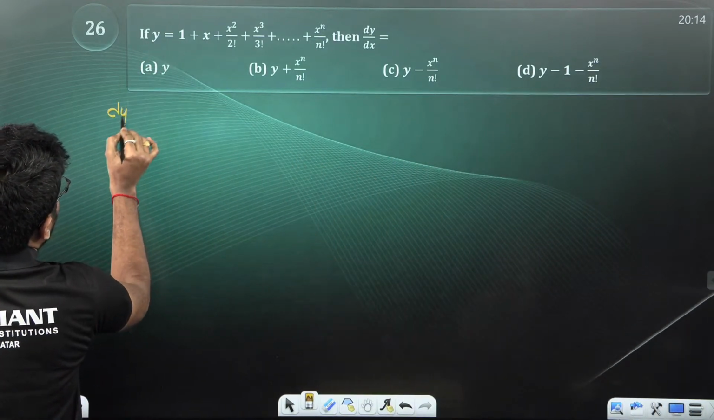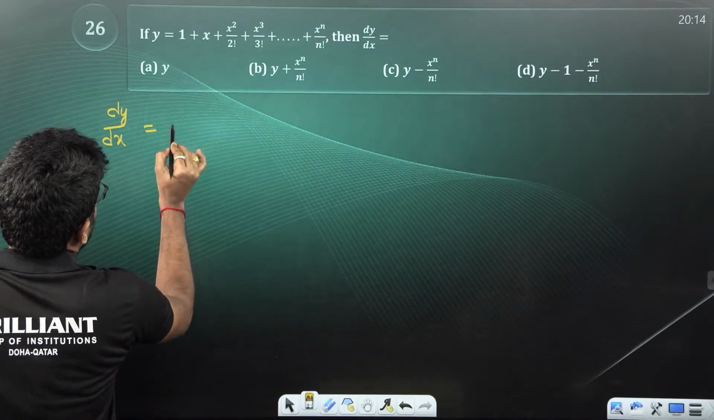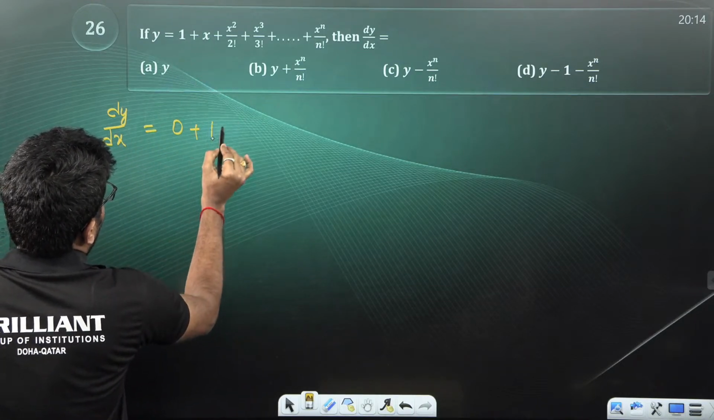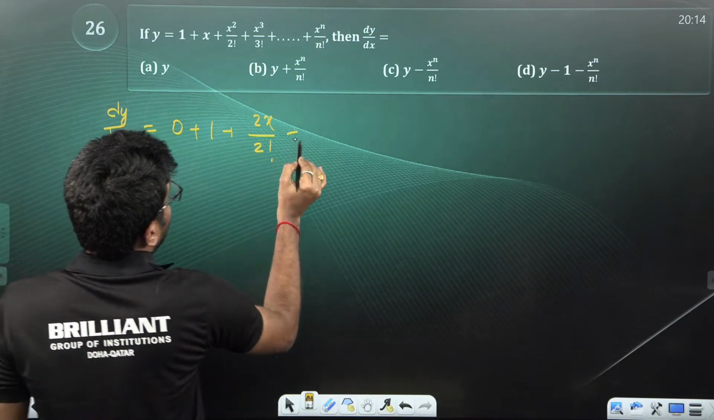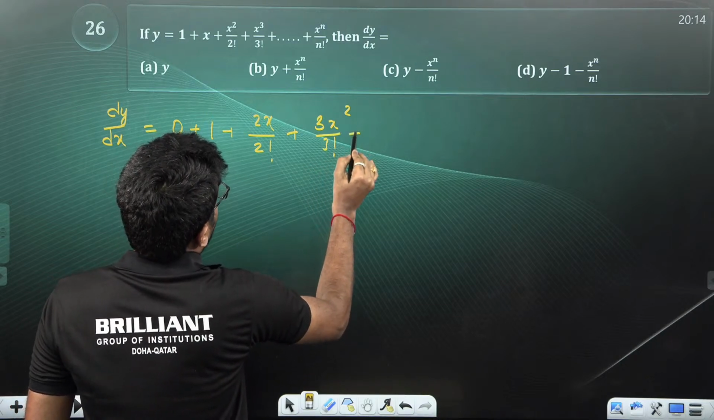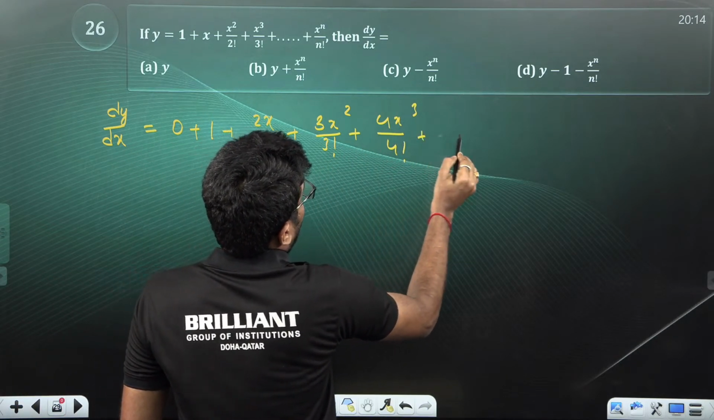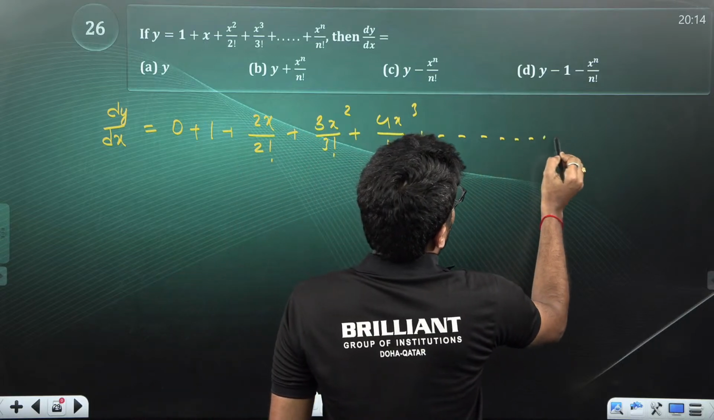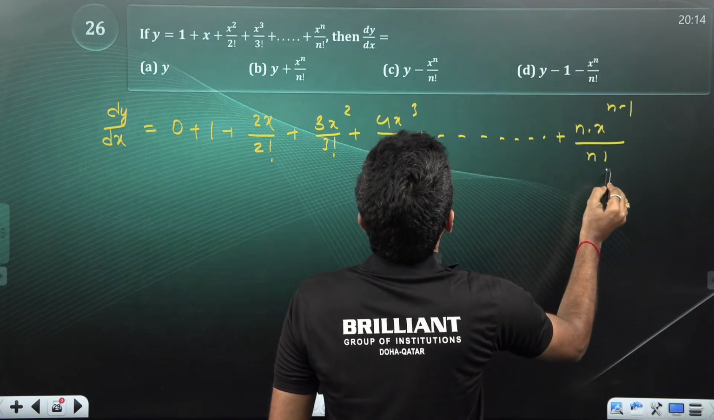What if you differentiate both sides with respect to x? What happens? dy by dx is equals to, for 1 it is 0. For x it is 1. For x square it is 2x by 2 factorial. Plus 3x square by 3 factorial. Plus 4x cube by 4 factorial. And so on. For x power n it is n into x power n minus 1 divided by n factorial.